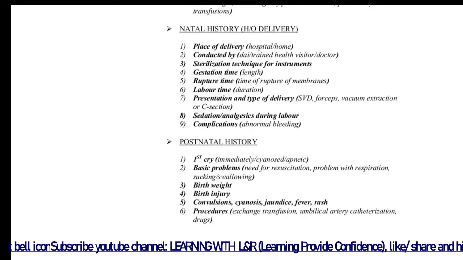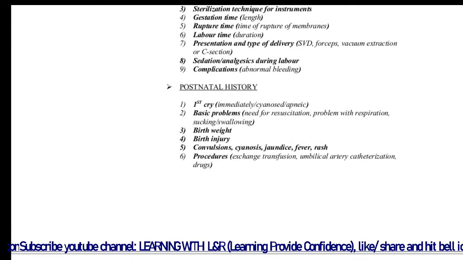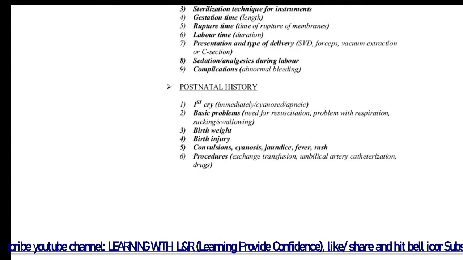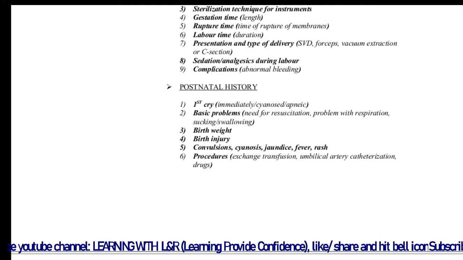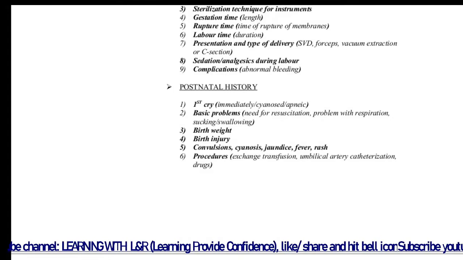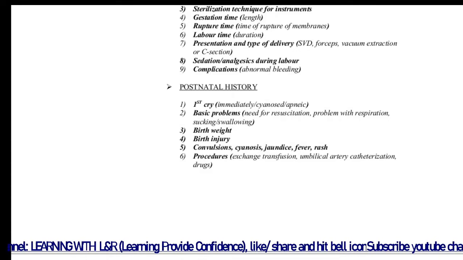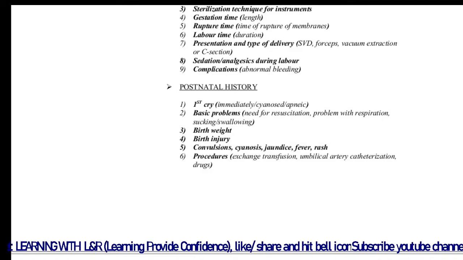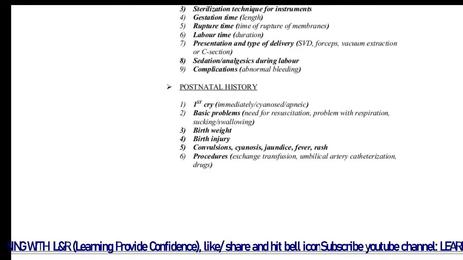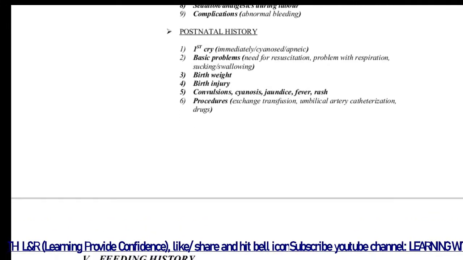Then postnatal history, first cry by the child: immediately child cry or cyanosed or apneic, then basic problems, need for resuscitation during the delivery, then problem with respiration, sucking, swallowing, birth weight, any kind of birth injury, convulsions, cyanosis, jaundice, fever and any kind of rash if present at the time of delivery. Procedures: exchange blood transfusion, umbilical artery catheterization and any kind of drug.